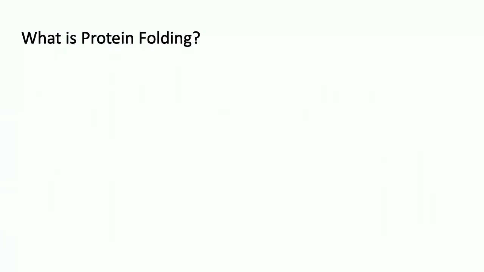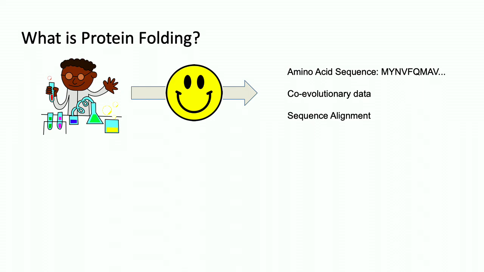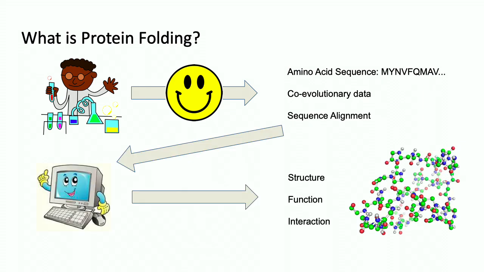So the protein folding problem says, okay, let's say I go out and find the stuff that's really easy to find. I'll experimentally determine the sequence, the coevolutionary data, and the sequence alignment data. Can I then take all of that, feed it to my computer, and have it predict the structure, the function, and the interaction, all of the stuff that's hard, but that I actually really care about? And if we do that, then everyone's happy. All right?